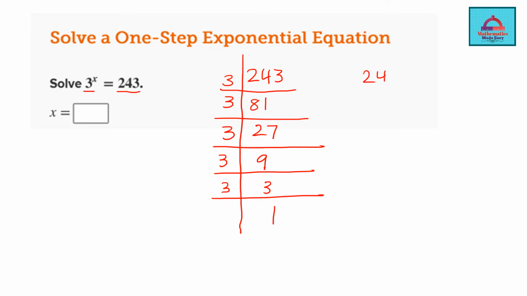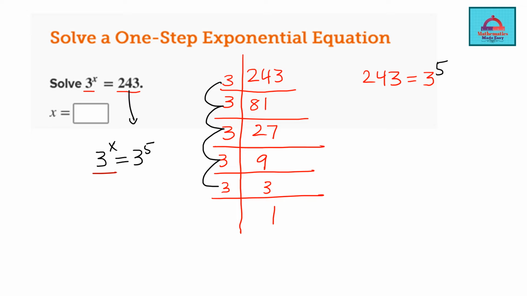So 243 can be written as 3 to the power, let's count, 1, 2, 3, 4, 5. 3 to the power 5. So I can replace this 243 with 3 to the power 5, which is equal to 3 to the power x. Now can we apply the power property? Let's check the bases. Yes, the bases are equal. Both are 3. So the powers will also be equal. So x is 5. This is how you solve the one-step exponential equation using the power property of equality.